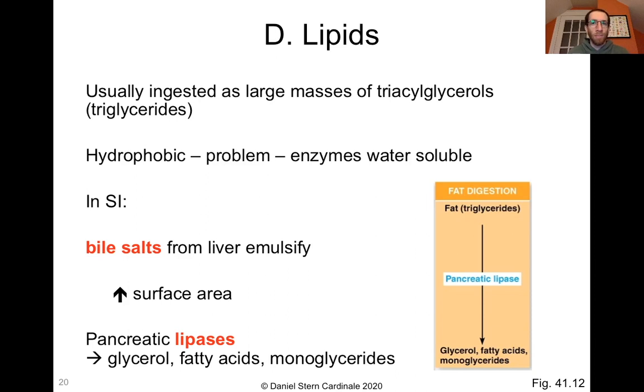The enzymes that are accomplishing this are called lipases, so they're going to break those triglycerides into the components: the glycerol, the fatty acids, and in some cases monoglyceride, so a glycerol with a single fatty acid tail instead of 3.